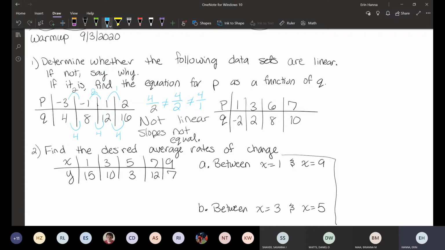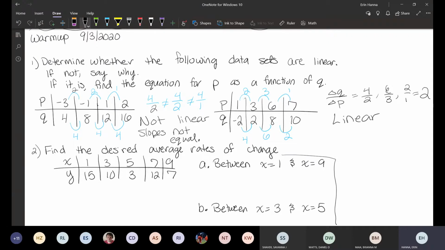All right. So the next one, the changes in P are 2, 3, and 1, and the changes in Q are 4, 6, and 2. If I look at change in Q over change in P, which is usually the way we go about looking at these, I would have 4 over 2, 6 over 3, and 2 over 1, which all reduce down to 2. So that means that is linear.